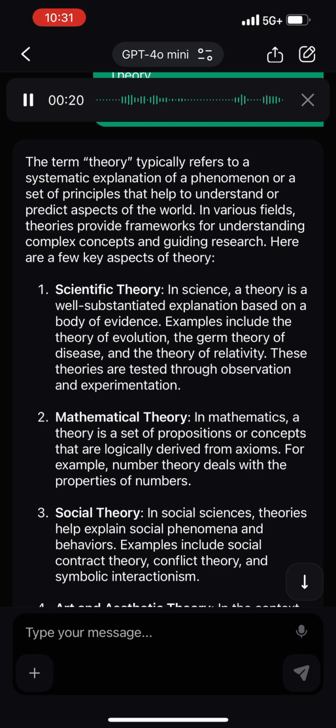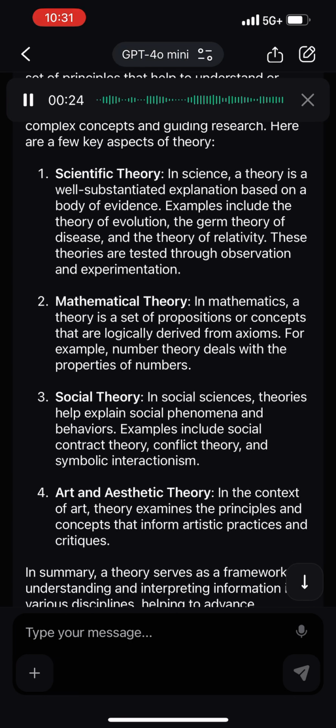1. Scientific theory. In science, a theory is a well-substantiated explanation based on a body of evidence. Examples include the theory of evolution, the germ theory of disease, and the theory of relativity. These theories are tested through observation and experimentation.